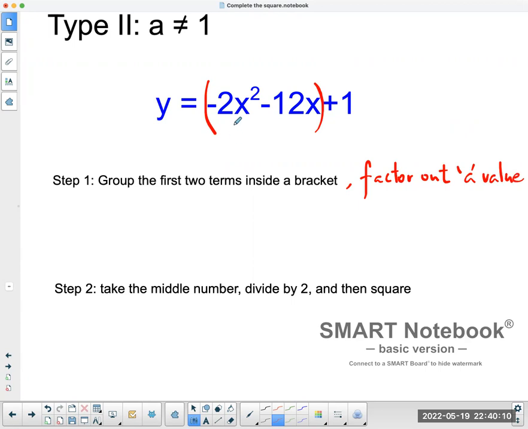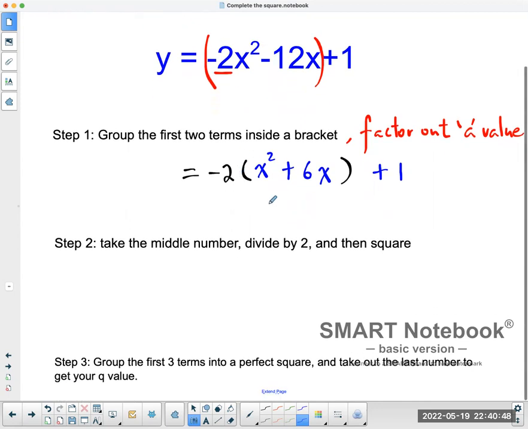The a value is whatever is in front of the x squared. So in this case, it's a negative 2. So what I need to do in this particular question is I need to factor out the -2 from the bracket. So when I factor out the -2, I'm going to be left with x squared, and -12x divided by -2 is going to be plus 6x. Okay, so you see we modify the first step a little bit because there's an a value that's not equal to 1, which means we have to take it outside the bracket, make it stay in front of the bracket. So we factor out the -2.